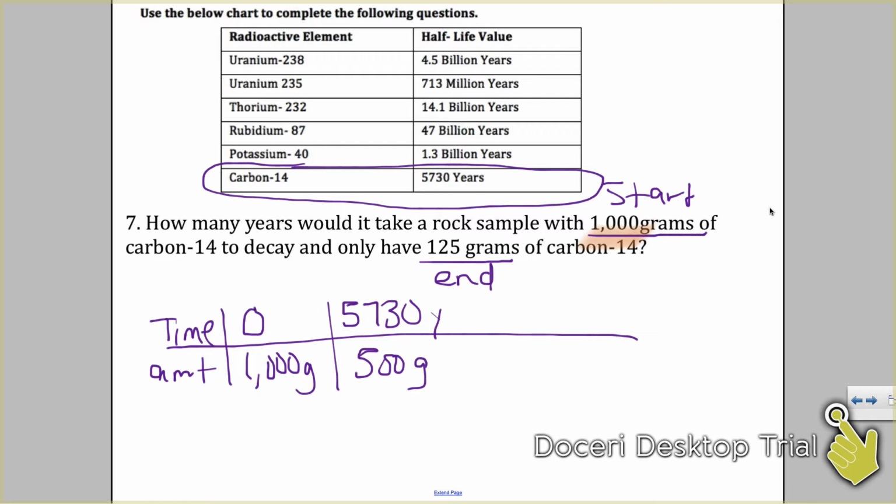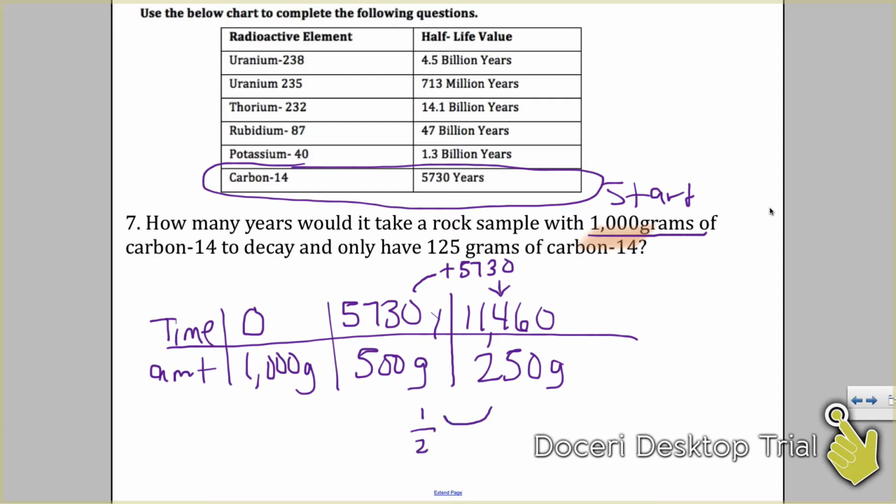Are we at our desired amount yet? No. So we need to go on. After another 5,730 years, how much time has lapsed? 11,460. Now, if you don't know where we got that number from, if you're looking at it later, you want to be able to say plus 5,730 is going to equal this. Okay? How much do we have now? 250 grams. Again, this is half of this. All right? In case you are not aware of where we got that from.